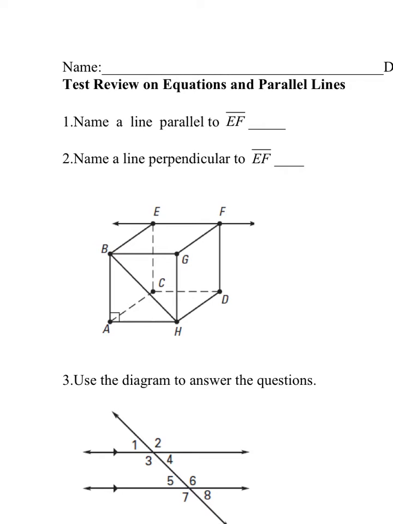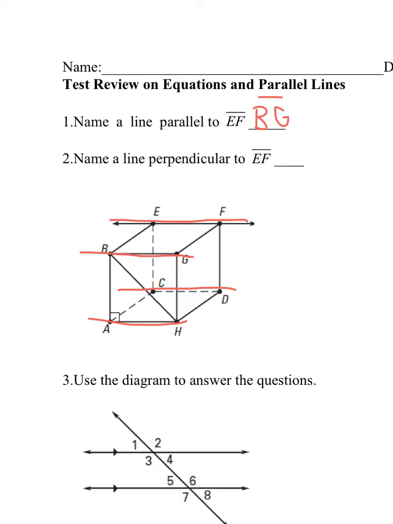Okay, so most of you know what parallel means. So there's obviously several answers that could be true. So if EF is right here, BG could be one, and I might not write all the answers, but I might highlight them here. So BG is one, of course. AH, CD, right? All those lines there in red are going to be parallel with EF. Okay, and then number 2 says name a line perpendicular to EF.